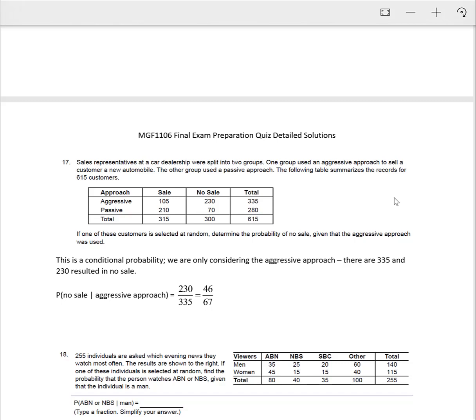All right, so we're only looking at the aggressive approaches, and if you notice, there are 335 of those, and out of those, 230 were no sale. I went ahead and wrote that down here, and I noticed that I can simplify this. I can't remember what I divided by, but it simplifies to 46 over 67.